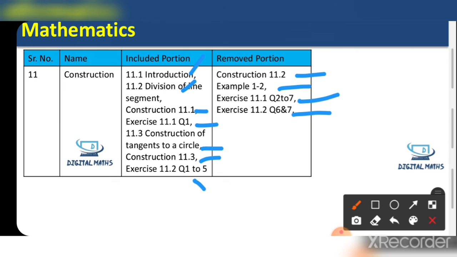Generally, many constructions are removed; only 3 to 4 constructions are preferable for your examination. It is very glad news, and enjoy your vacation due to the corona.